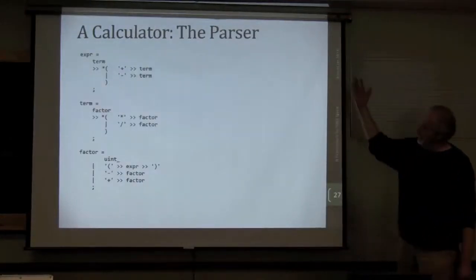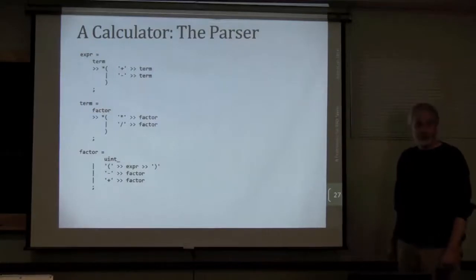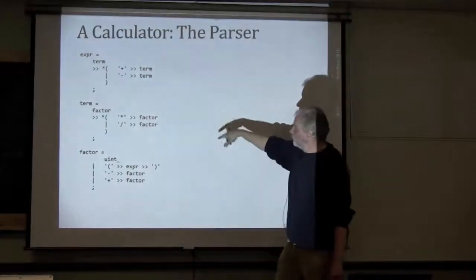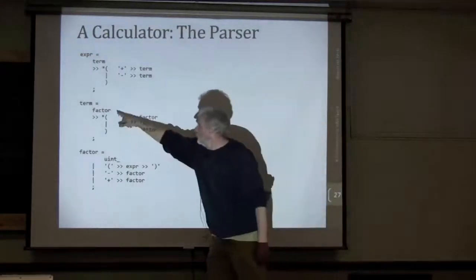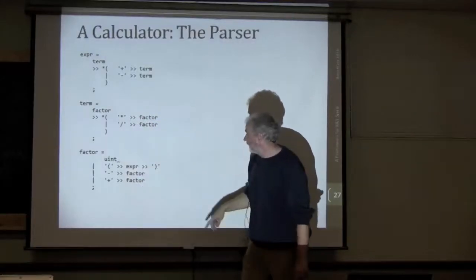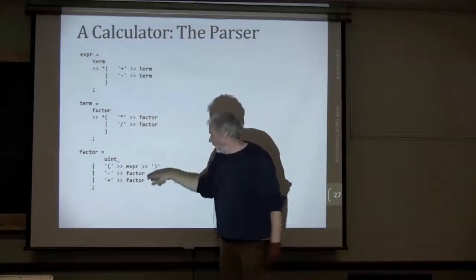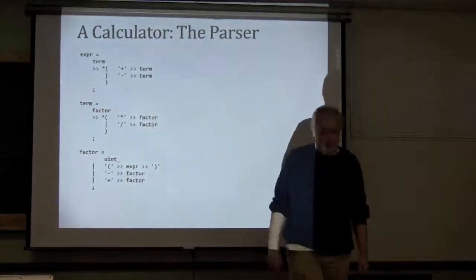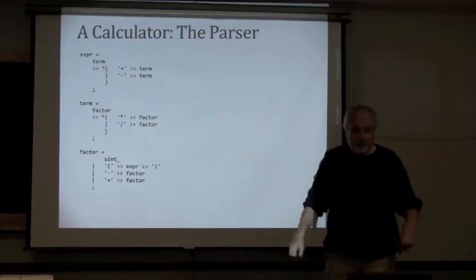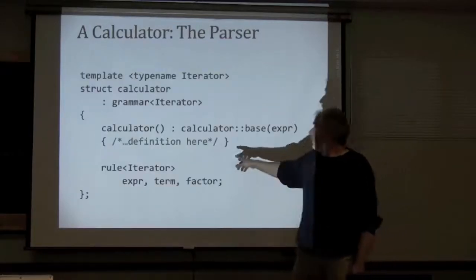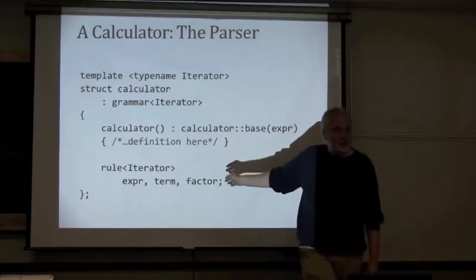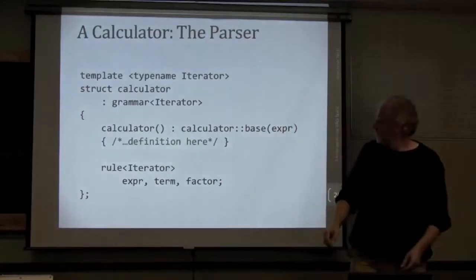Okay, that's our glorious thing we saw in the very beginning, right? An expression is a term followed by a plus or minus term, and a term is a factor, and a factor is, in this case, an unsigned int, or an expression in parentheses, or the unary expressions we knew before. And if you plug that code into the previous slide instead of that comment, you have your parser, which understands mathematical expressions. Nothing more to it. That's it.